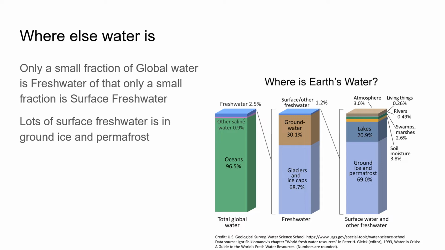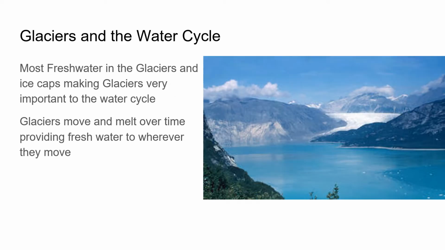But probably the most interesting part to humans is the surface water and other fresh water, which is only 1.2% of fresh water. And a lot of that is in ice and permafrost, as well as a decent amount in lakes, which, here in Wisconsin, we have lots of lakes. So obviously, we're going to have lots of fresh water.